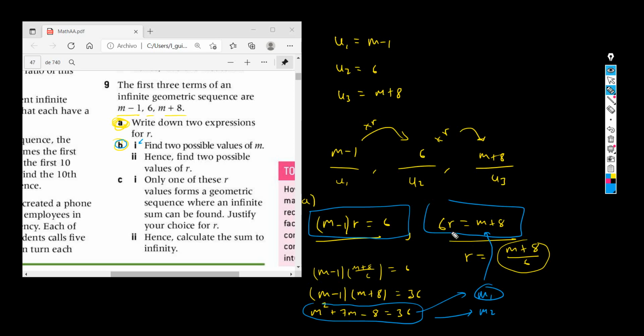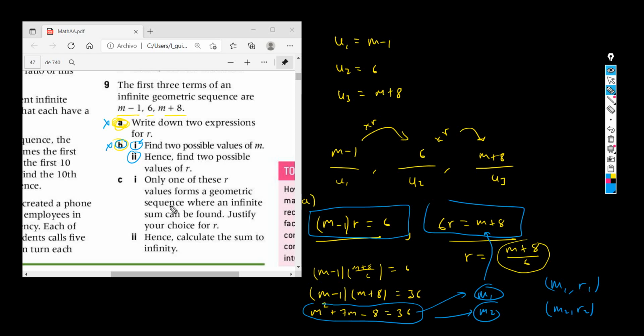You see? Let's call that r1. And then you do the same for this one. You're going to introduce this in there, and you're going to get a corresponding value of r, which we can call r2. So there are two pairs of possible values, m1, r1, those are corresponding, and m2, r2. Okay, and that's how, with this explanation, you can get those two possible values of r. So A done, B done.